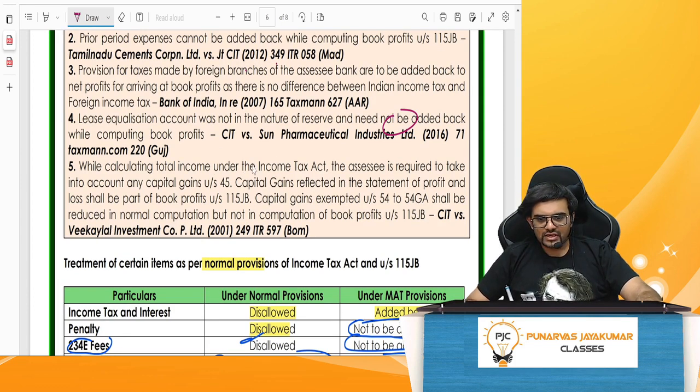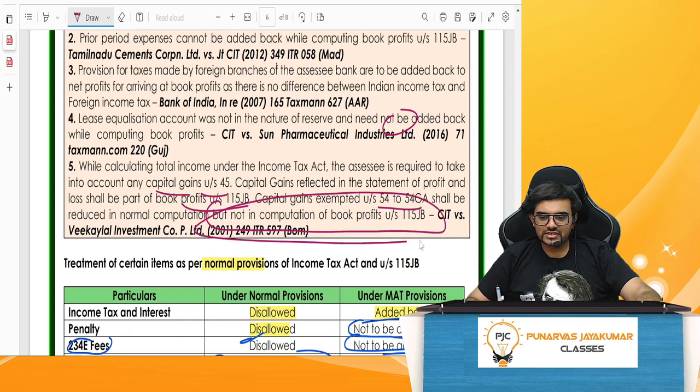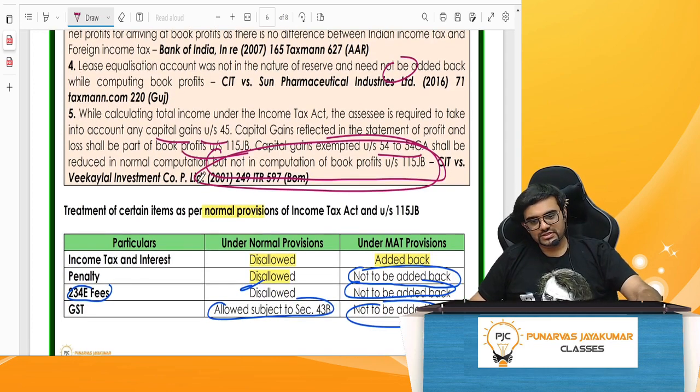While calculating the total income under the Income Tax Act, one is required to take into account any capital gains under section 45. Capital gains reflected in the statement of profit and loss account will be part of the book profits. Capital gains exempted under 54 to 55 shall be reduced in normal computation, but not in computation of book profits. Obviously, guys, because I should take any capital gains under section 45. If exemption is claimed, it is only for income tax purposes, not for MAT purposes.